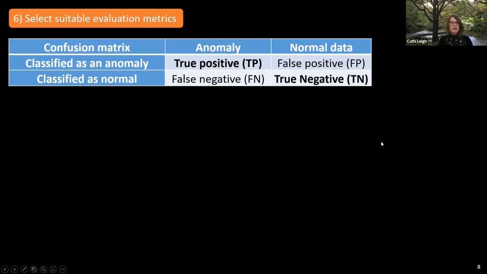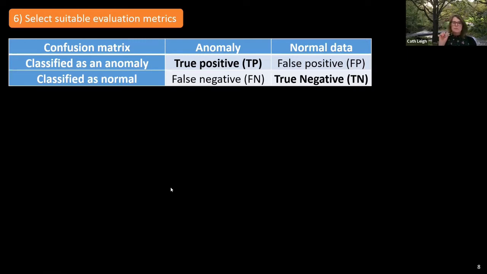Okay, now the next step is to select suitable evaluation metrics. How do you go about knowing whether your anomaly detection method is working or not? So this is in the step where you're setting up the algorithm. So you do need a labeled data set in order to evaluate how the method is working when you're starting off. And a lot of times we use this thing called a confusion matrix. So if you haven't come across this before, I'll just talk you through it.